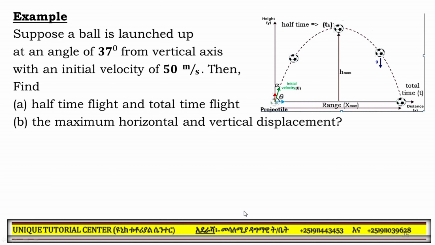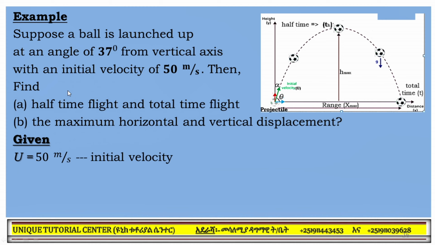Now let's try to solve one example. Suppose a ball is launched up at an angle of 37 degrees from vertical. All what we need is angle from horizontal axis. Therefore, theta can be expressed as 90 minus 37. So we'll use 53 degrees with an initial velocity of 50 meters per second upward. Now the question is find half-time flight and the total time flight, and at last the maximum horizontal displacement and the maximum vertical displacement. So the given variables, the initial velocity u is given as 50 meters per second.